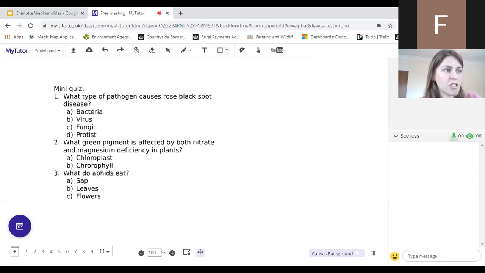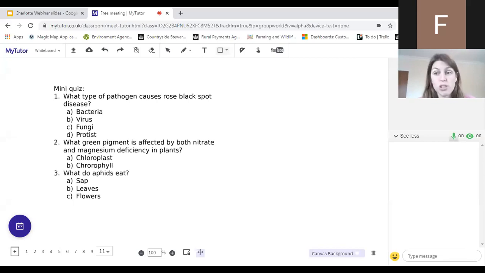Good, there's a few answers coming through now. A few more. Good, there's a couple of people saying fungi. That's great. So fungi is the correct answer there. So rose black spot disease is caused by rose black spot fungus. If you remember, we saw the rose plant with the purple spots on it. That's rose black spot disease.